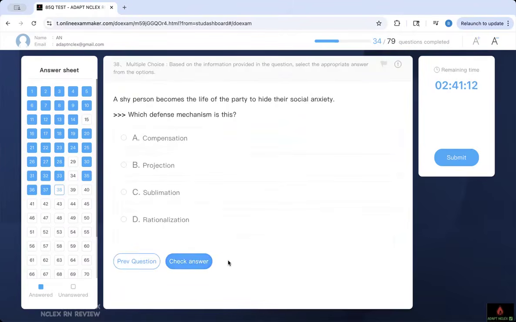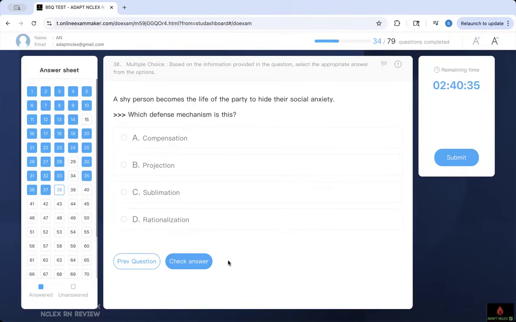A shy person becomes the life of a party to hide a social anxiety. Which defense mechanism is this? Look at it. Keyword, right? What is she doing? A shy person, right? She's very shy, but she now becomes the big person of the party to hide her social anxiety. She's worried. So she's like, hey, I want to be the best person at the party so that I can feel great.